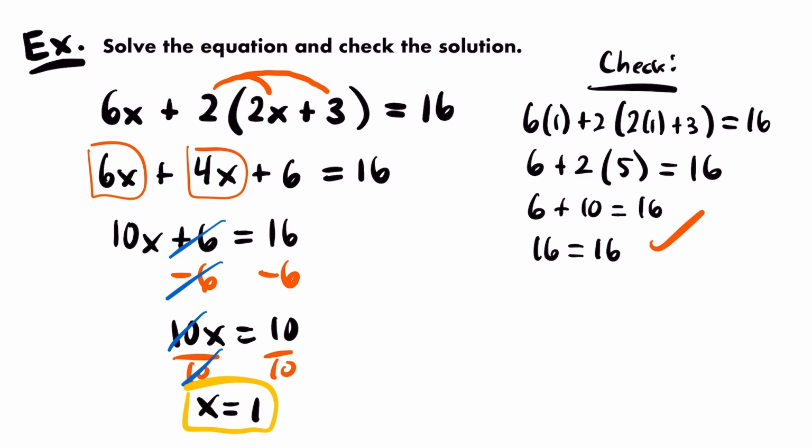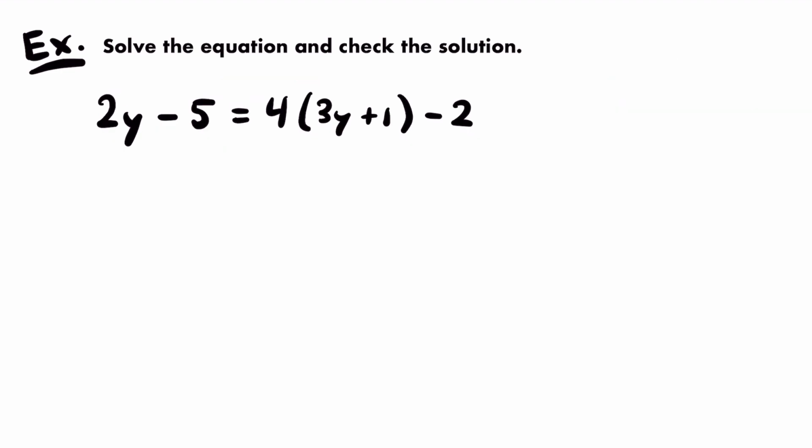Let's take a look at another example. Once again, we want to solve the equation and check the solution. This time our equation is 2y minus 5 is equal to 4 times the quantity 3y plus 1, and then we have minus 2.